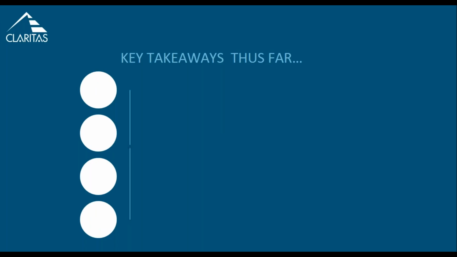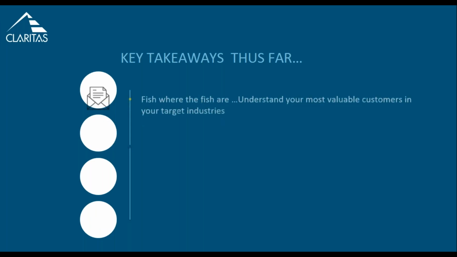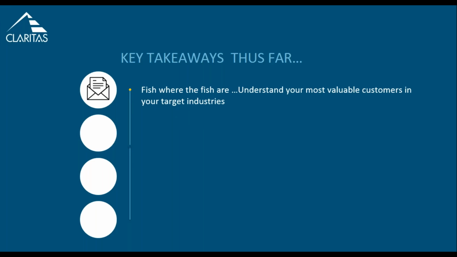So the last slide for me before I hand this over to Grady is going to talk about our key takeaways, the things we've hit on through the beginning of the presentation. The first thing: fish where the fish are, right? Understand your most valuable customers in your target industries. And the great thing about this data, these 8,500 respondents, is you can slice and dice it and understand the different nuances and intricacies of how people do different things, how small businesses want to be sold to. We want to expand the impact of your marketing with the right messages.